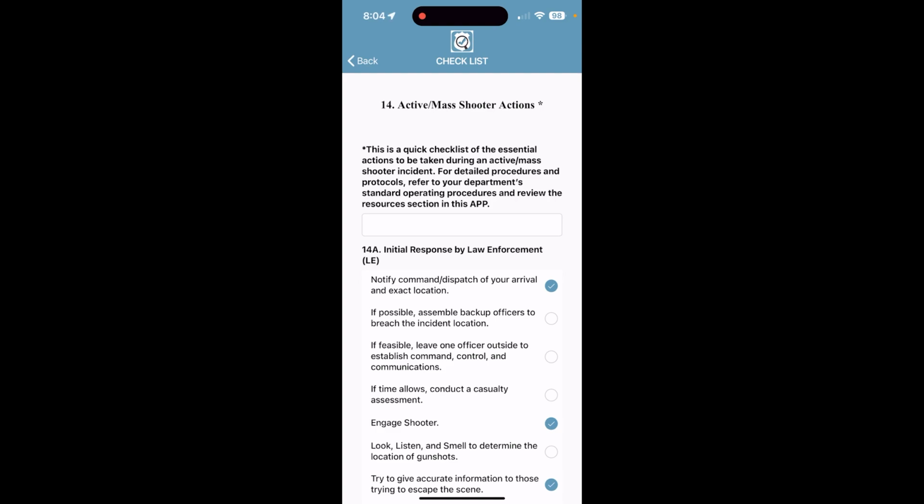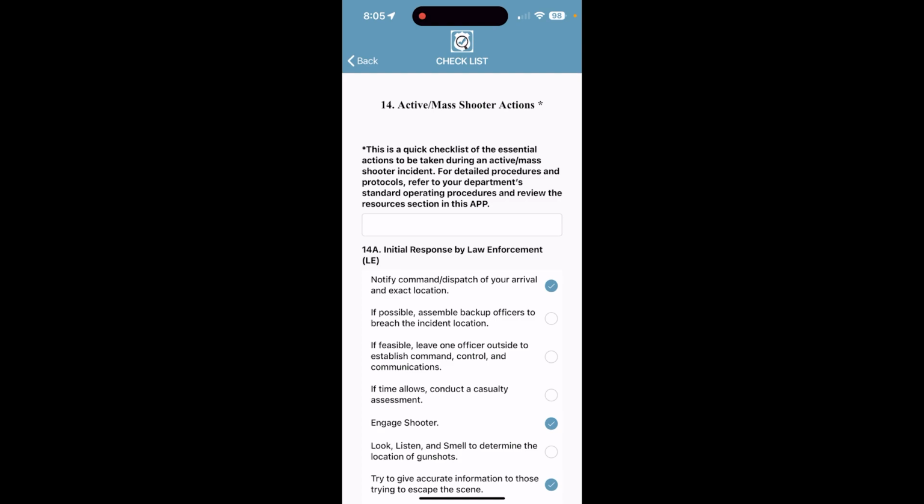What I'd like to do now is highlight some of the key actions in this checklist associated with responding to such a call. This will give you an understanding of what the checklist is all about and how useful it can be for you. 14A, initial response by law enforcement.